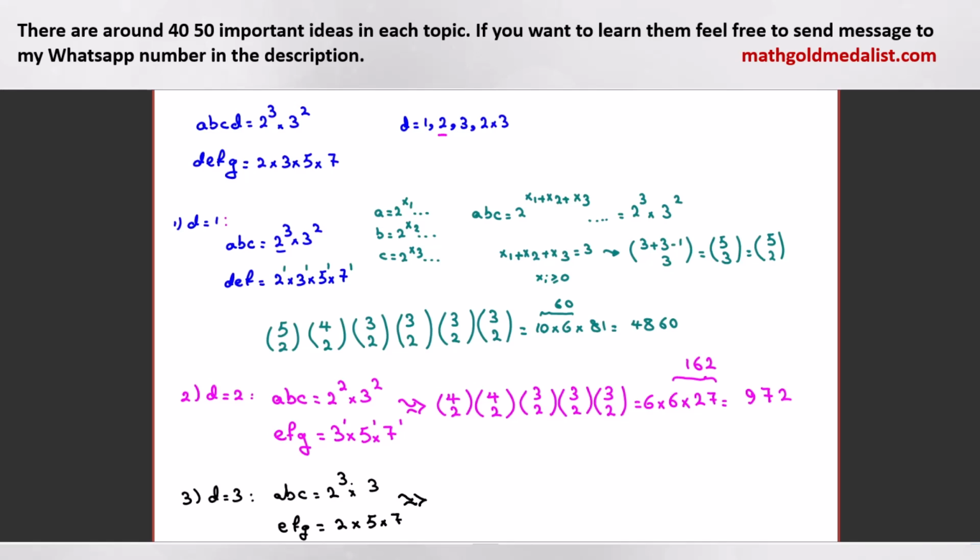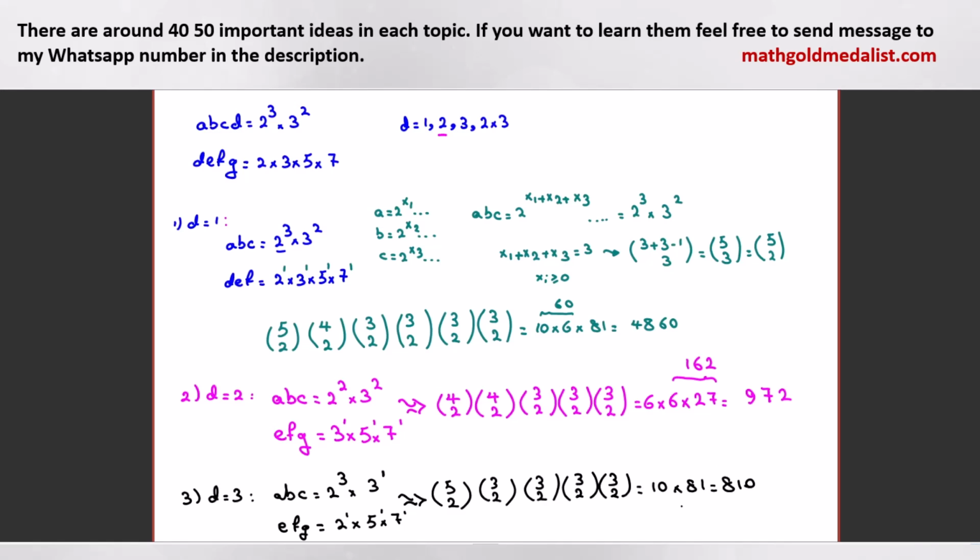So again, if you calculate, for 3, it will be 5 choose 2. For 1, it will be 3 choose 2 here. Because all powers are 1, it will be 3 choose 2 times 3 choose 2 times 3 choose 2. 5 choose 2 is 10. 3 to the 4 is 81, so 810.